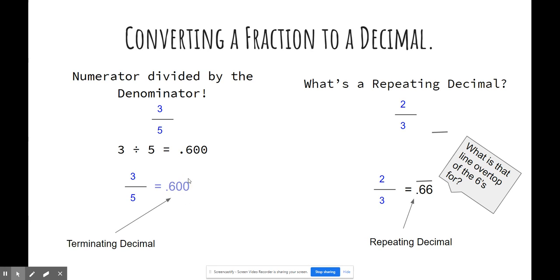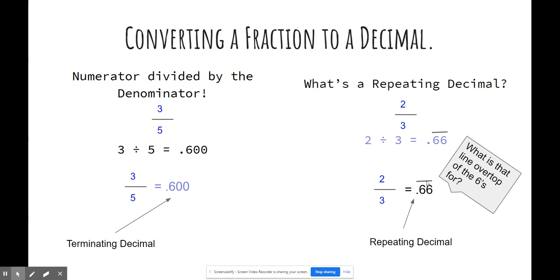There are no repeating numbers. Zeros don't count. There are no repeating digits. And it stops. So this would be a terminating decimal. If we look over on the right, this is a repeating decimal. 2 divided by 3 gives us 0.66 with a line over top.